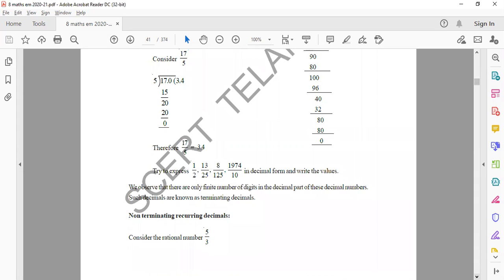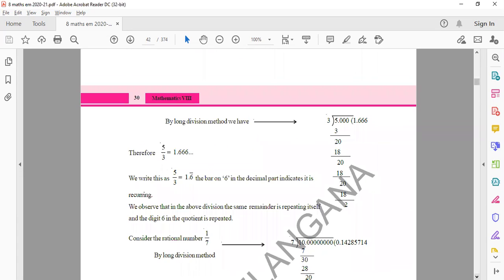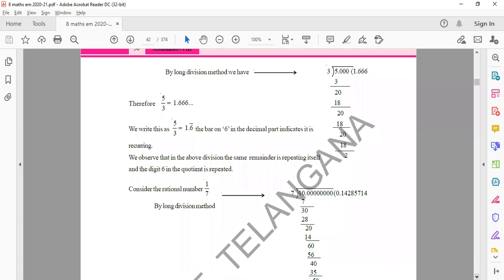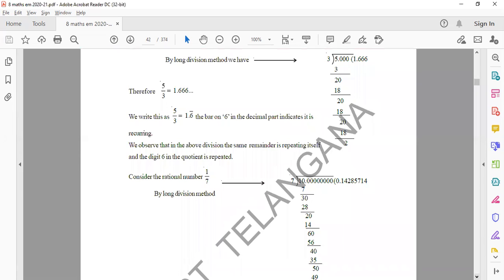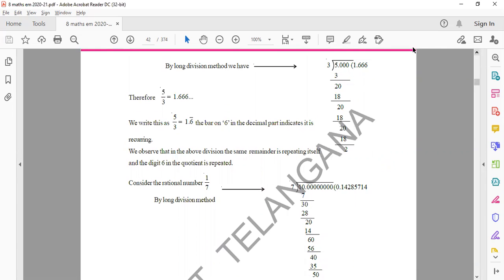I'll explain it. They have taken the example of 5/3. So from that example, I'll try to start working over here and explain how they did 5/3. They just took 5/3, right? Now let us start working.